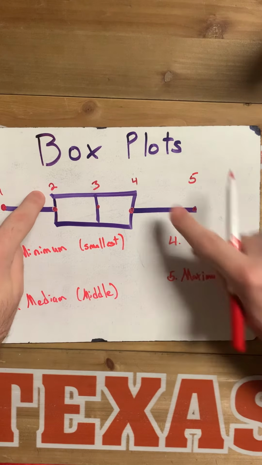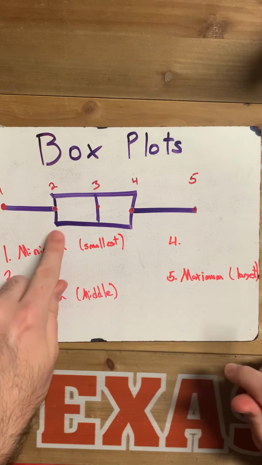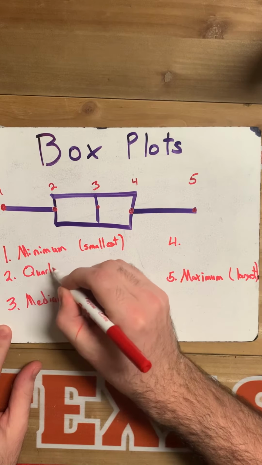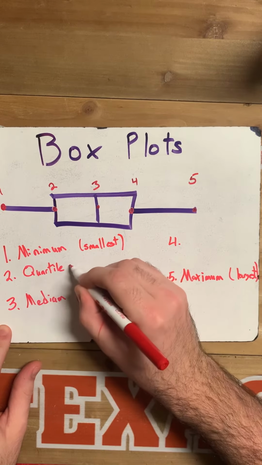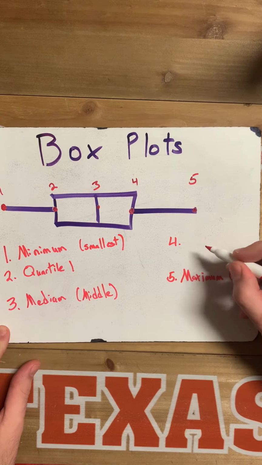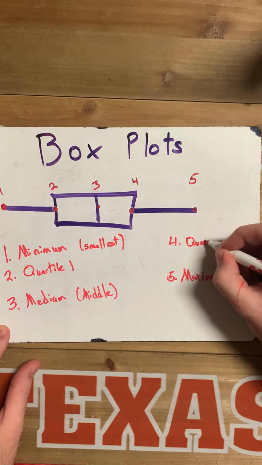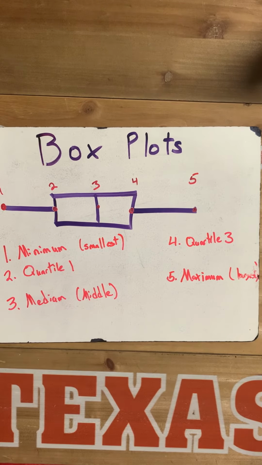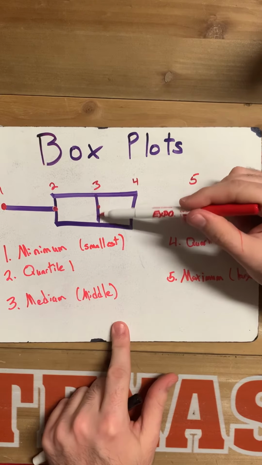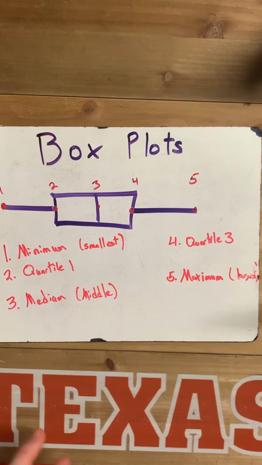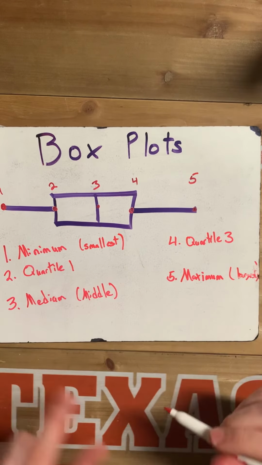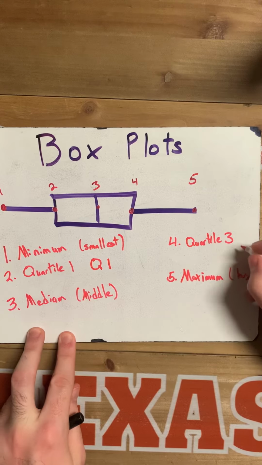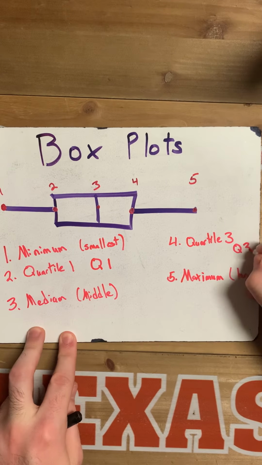Now, number 2 and number 4. This is known as quartile number 1, and number 4 is known as quartile 3. And the reason why it's not 2, it's because technically the median is quartile 2, but they like to call it the median instead. Now the abbreviation for these is going to be Q1 and Q3.